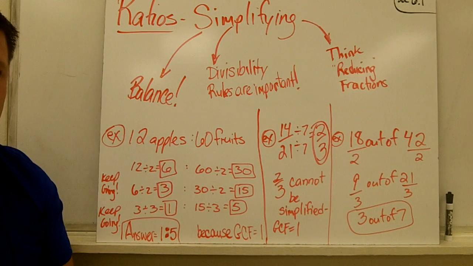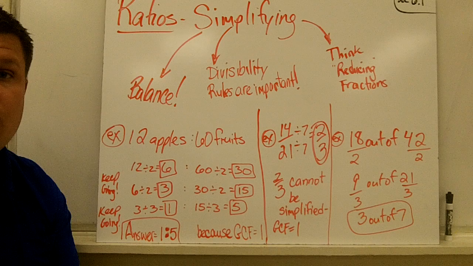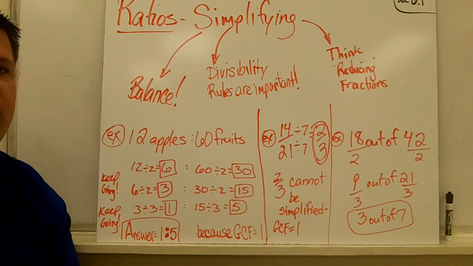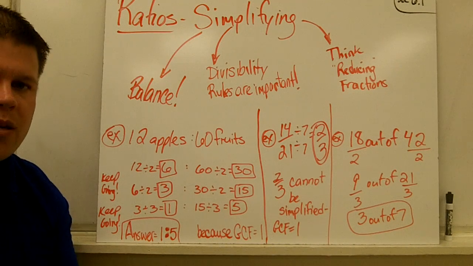Maintain that balance, do the same thing for both of them, because if you use different factors to divide out, you're going to get the wrong answer. You're going to get something that's a lot different than what it's supposed to be. The value of the ratio or the fraction will change as a result of doing that, and we want to stay away from that.